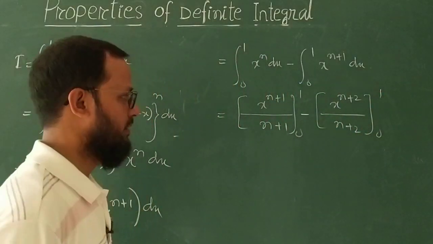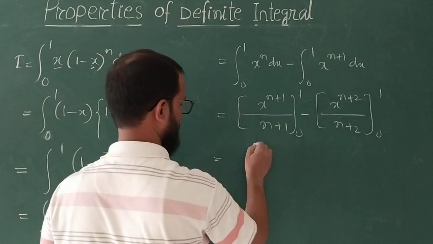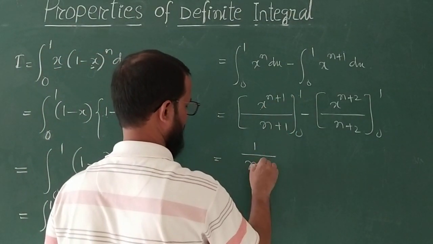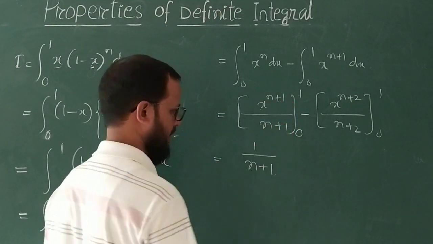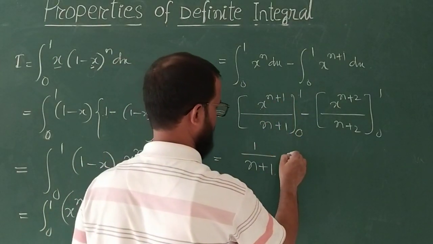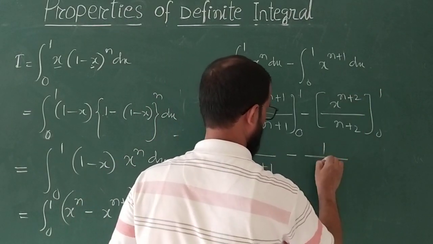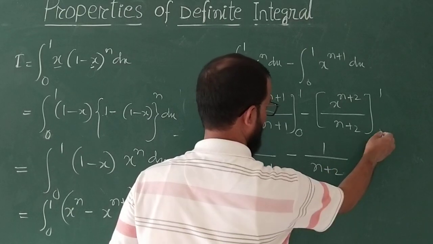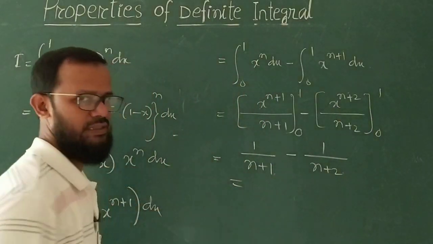Finally, what are you getting? If we put the upper limit, 1 to the power n plus 1 will be 1, and below it is n plus 1. If we put the lower limit, 0 to the power n plus 1 is 0. So the result is 1 by n plus 1. Similarly here, if you put the upper limit, it will be 1 by n plus 2, and for the lower limit, if you put 0, it becomes 0. So finally this is your answer.